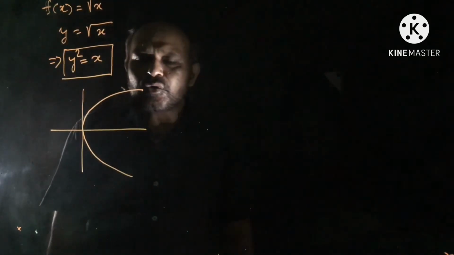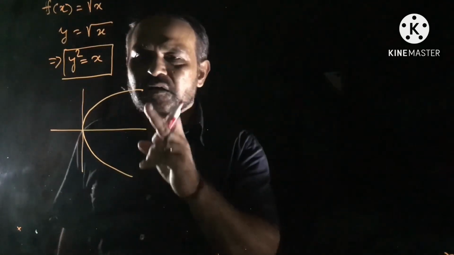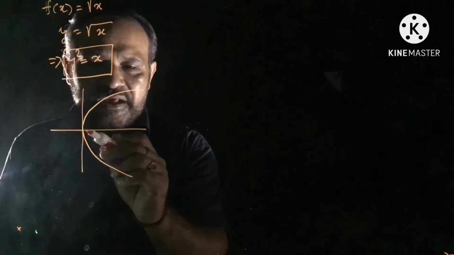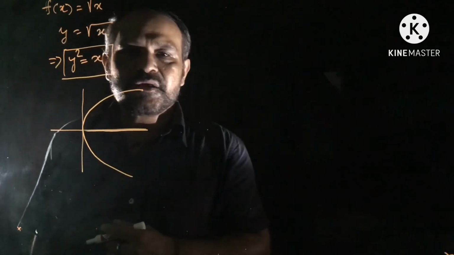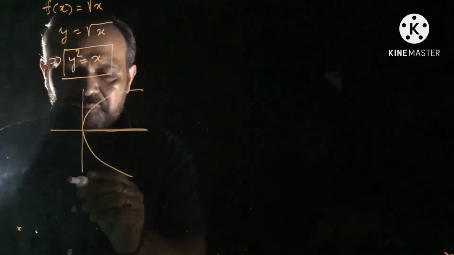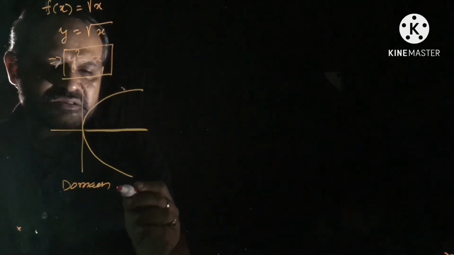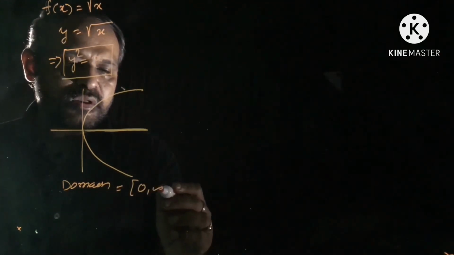Now tell me, to draw the figure of this parabola, what is the possible value of x? The possible value of x is always positive, meaning x greater than or equal to 0. Therefore, here the domain is x greater than or equal to 0, that is 0 to infinity.